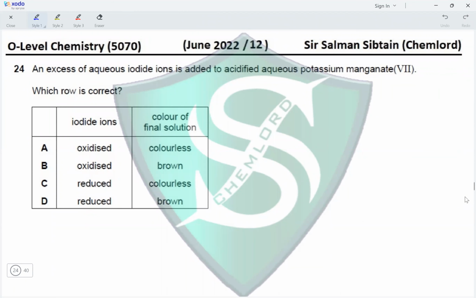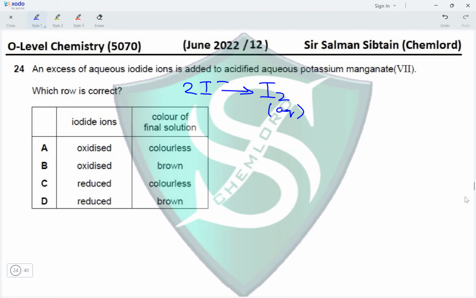Question 24. An excess of aqueous iodide ions is added to acidified aqueous potassium manganate. Which row is correct? Okay. Iodide ions will undergo oxidation in the presence of potassium manganate. The color will change from purple to colorless for potassium manganate, whereas a brown solution of iodine will be produced. So the reaction would be 2I⁻ forming I₂. The color of aqueous iodine is brown, but purple will turn to colorless. So overall, the color in the solution will be brown.